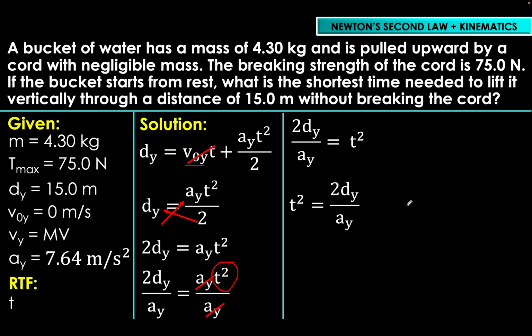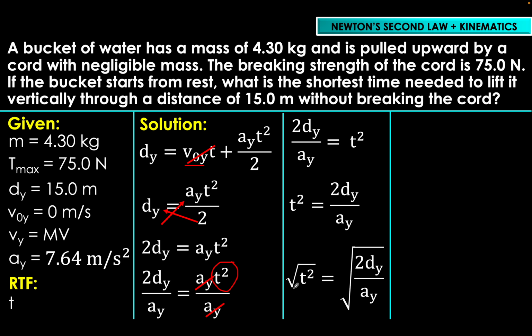And eventually you have to cancel this exponent too, and to do that, you have to take the square root of both sides of the equation. And if you do that, of course, the square root of t squared equals t. So you're going to end up having time equals the square root of 2 d sub y over a sub y, okay?